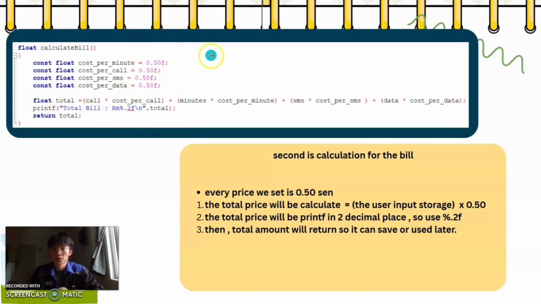The float total will show the total bills, which takes the data keyed in by the user from the void input usage and multiplies it all by 0.5. Here the total adds everything and shows the total bills equal to %.2f, which means it will show 2 decimal places only, and returns total. Here we don't use void because we need to return the value.